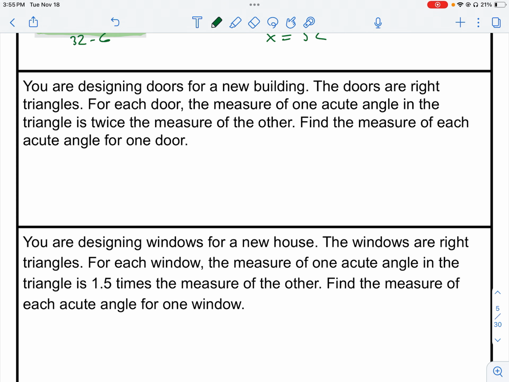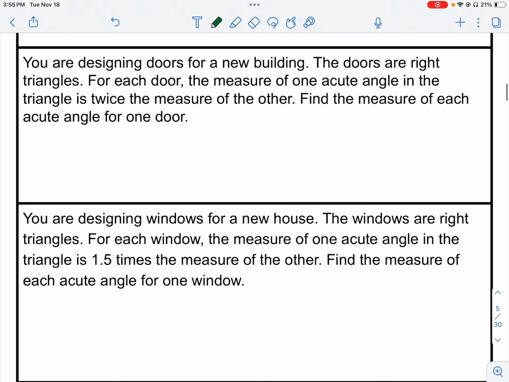So we'll look at two more problems and then we'll be done. So we're putting new doors in a building and we want to use right triangles. Don't ask me why. For each door, the measure of one acute angle in the triangle is twice the measure of the other. Find the measure of each acute angle for one door. So let's draw a diagram of a right triangle.